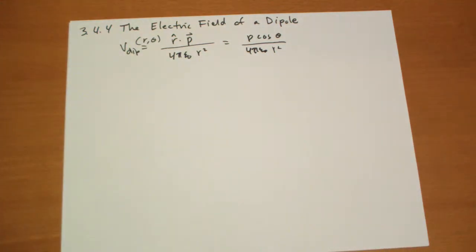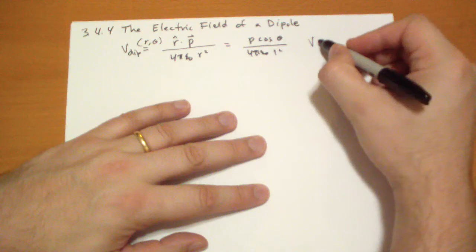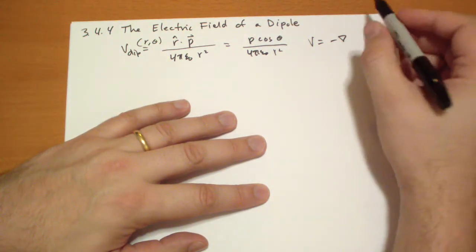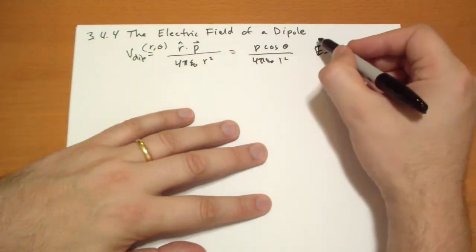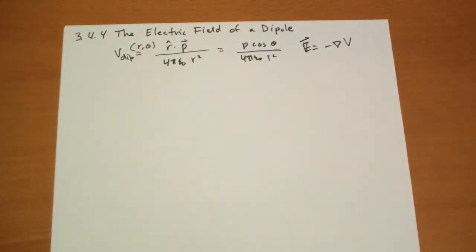So let's calculate the electric field, and the way we do that is we use a simple formula: E is equal to negative the gradient of V, and that's going to be a vector. We're going to do this in spherical coordinates, so you have to turn to the inside cover of your book.